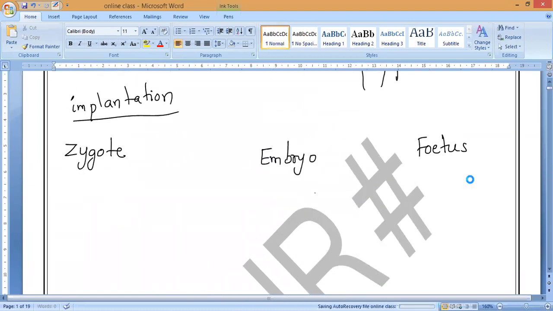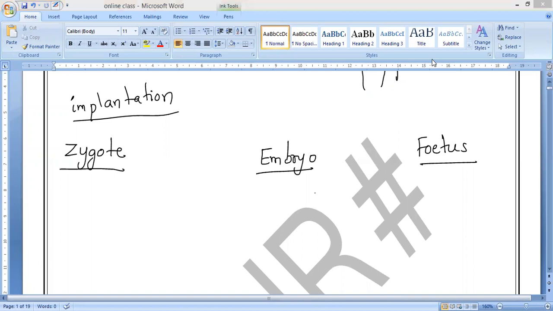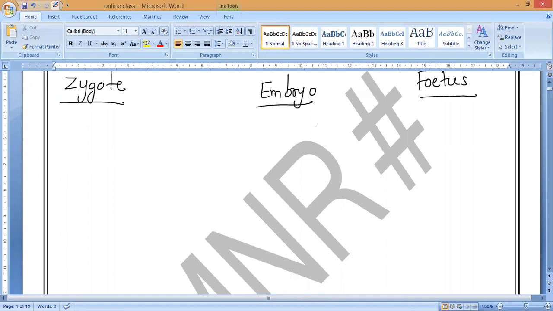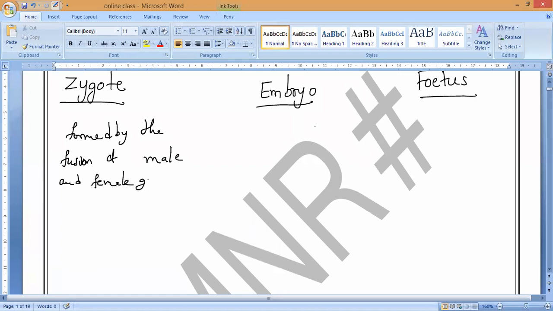That is the next concept we are going to study. Differences between zygote, embryo, and fetus. Very important. Are you understanding, guys? Please respond. First point, zygote. What is the zygote, guys? It is formed by the fusion of what? The fusion of male and female gametes. You have to speak, because we have studied this already. Male and female gametes, that is what we call sperm and egg.